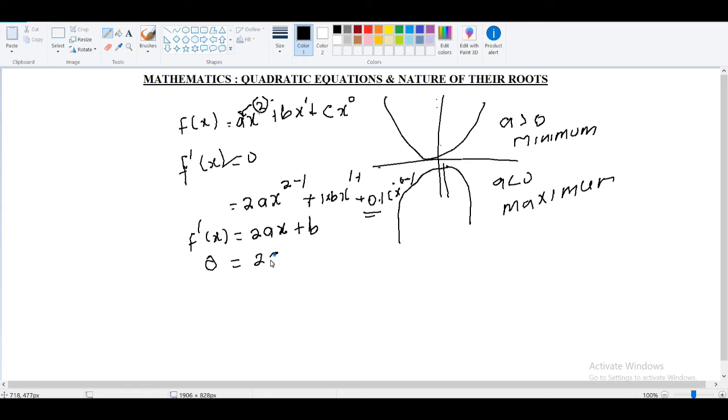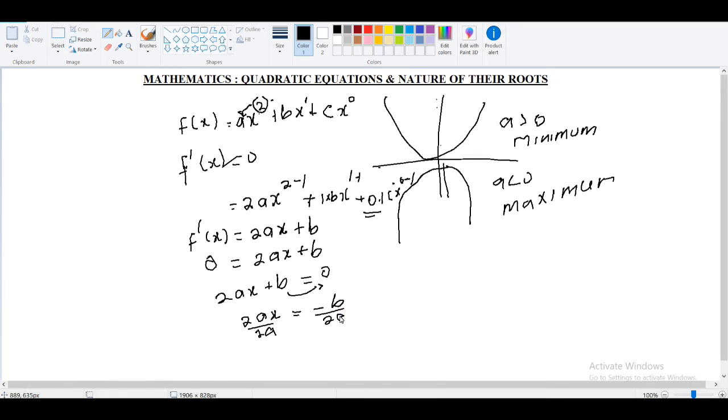Then you have 2ax plus b, right? So how do you solve for x? Let's rewrite this equation as 2ax plus b equals 0. You transpose the b to that side, then you remain with 2ax equals negative b. Then to find x, you divide both sides by the coefficient of x, which is 2a.